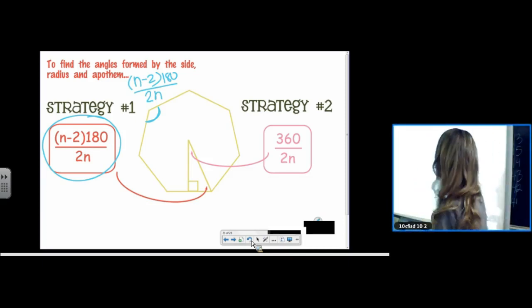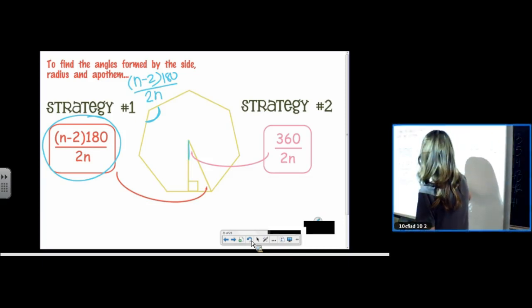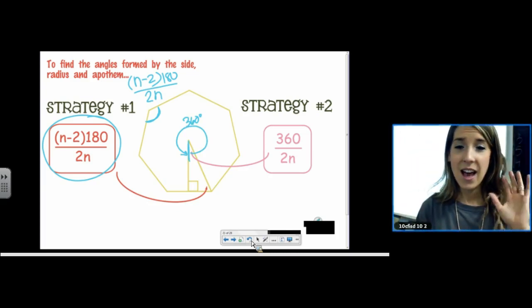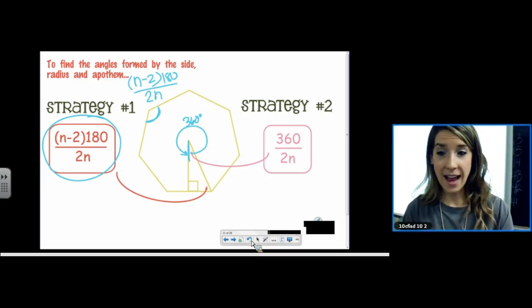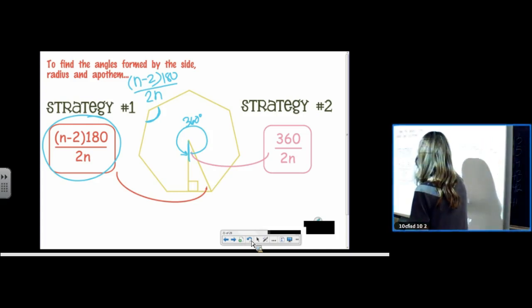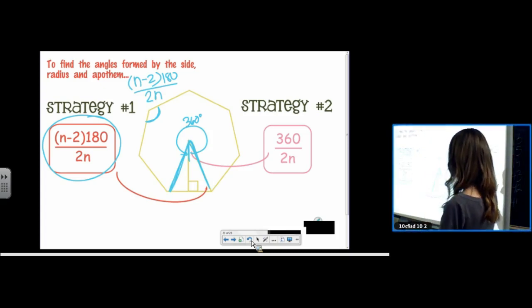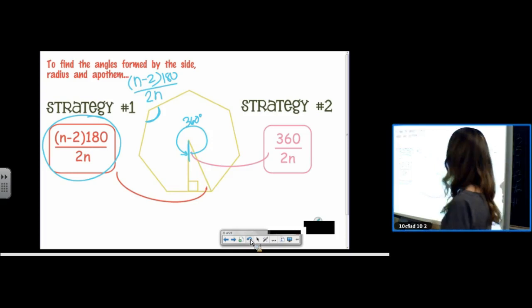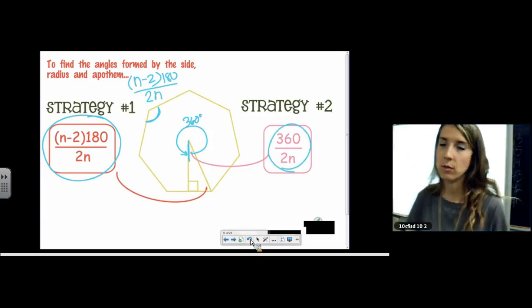What I like to use is the idea that if I start here and I rotate around full circle, I've rotated 360 degrees. And I can divide that by the number of sides. If I divide it by the number of sides, I get this angle right here. But I don't want that whole angle. I only want half of it. So you divide it by double the number of sides. So let's play with that.